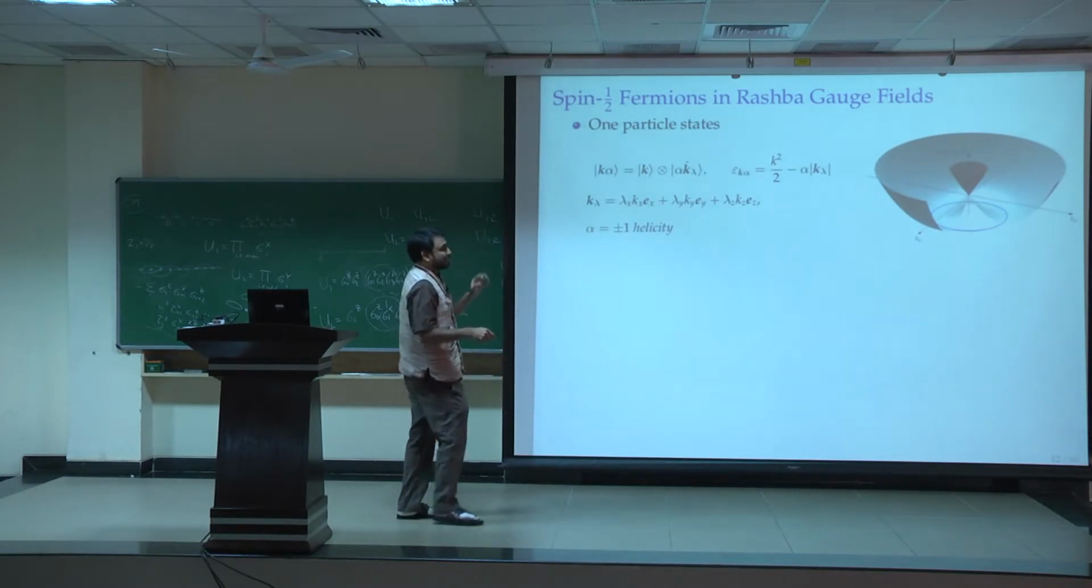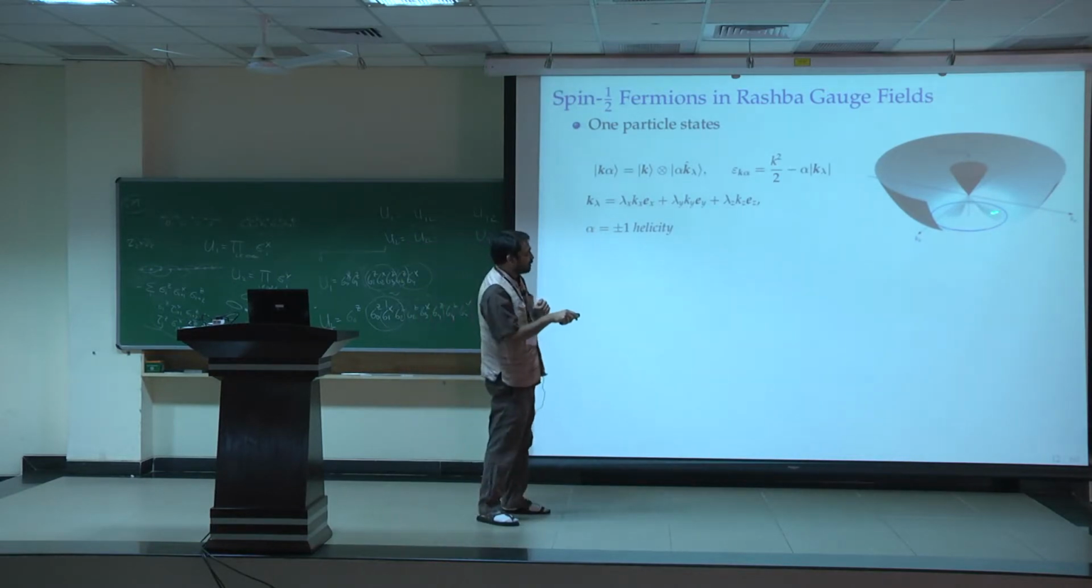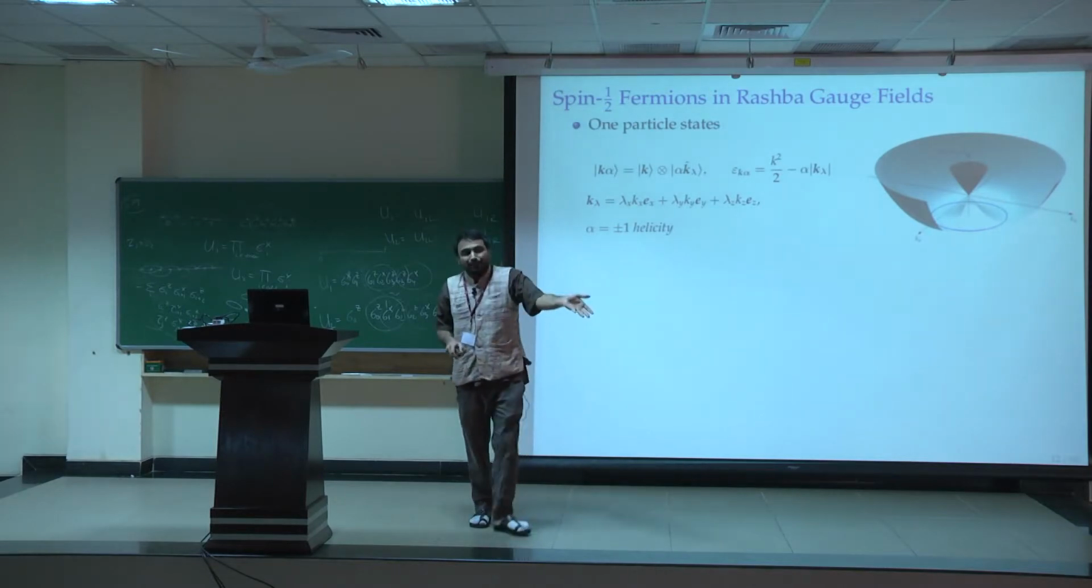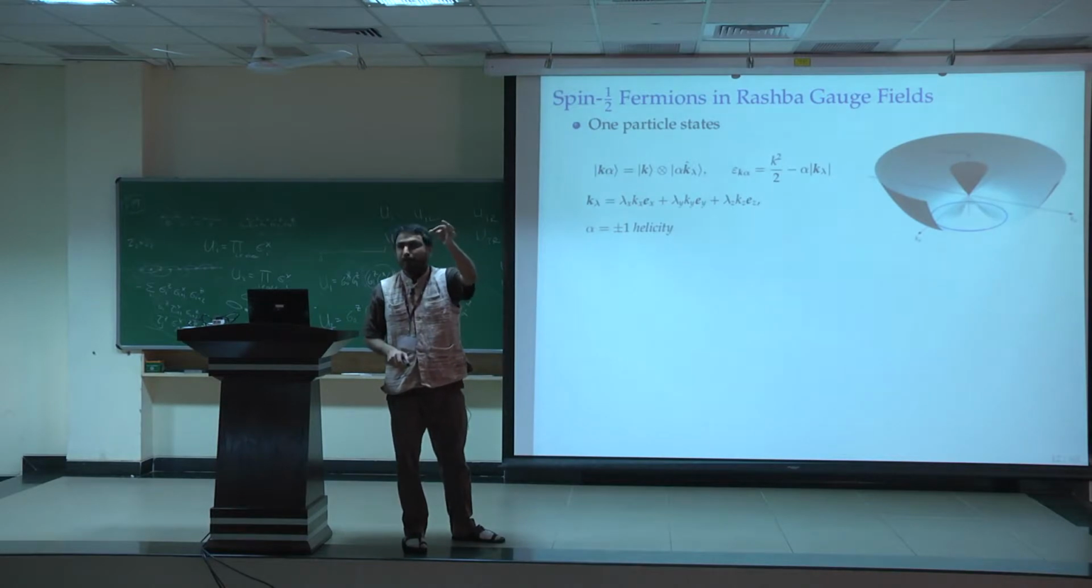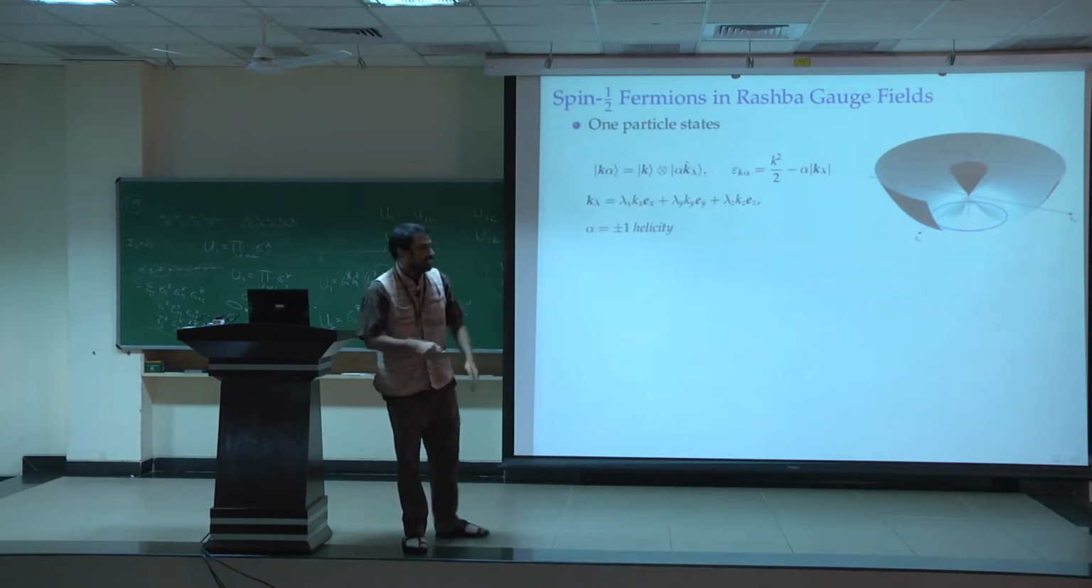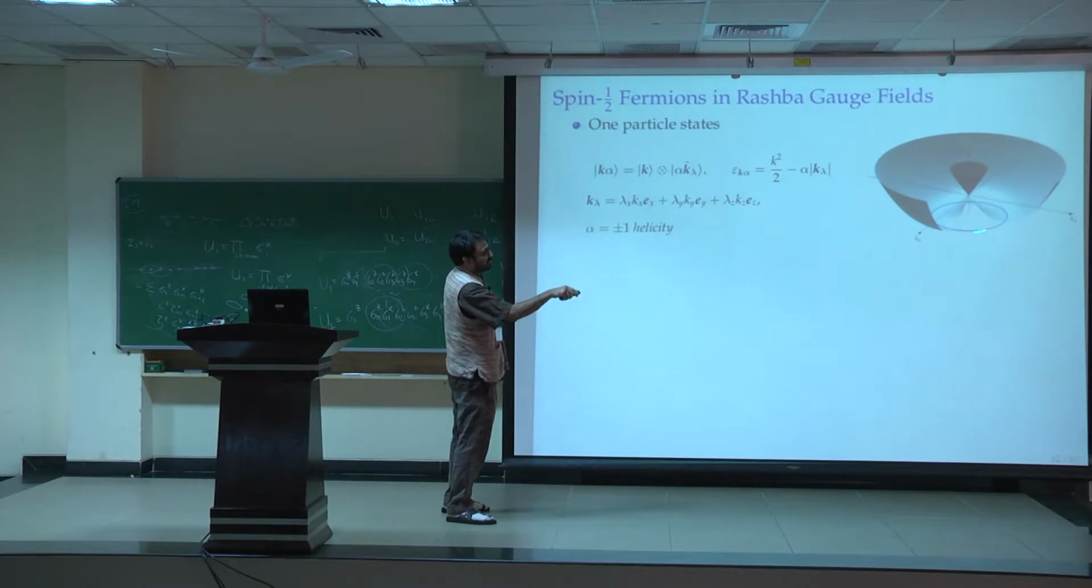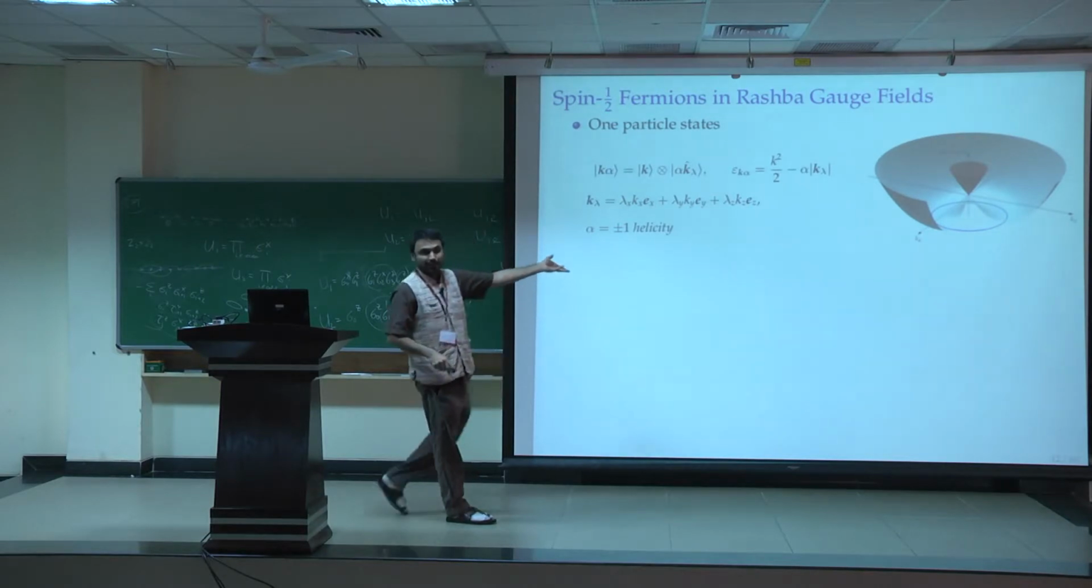So what you see is that the one particle ground state manifold is not a point. If I didn't have spin orbit coupling, then the one particle ground state manifold is just a point, which is the k equal to 0 state. Here you get a whole set of states at lowest energy.